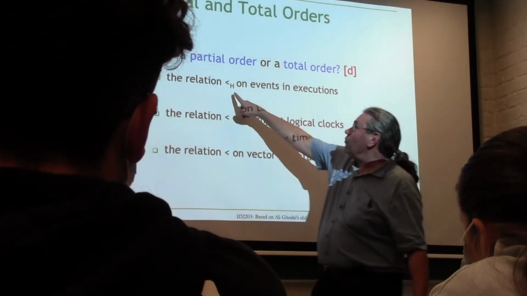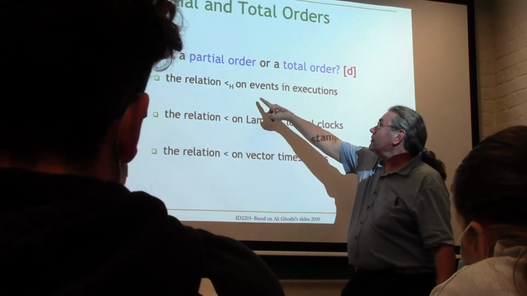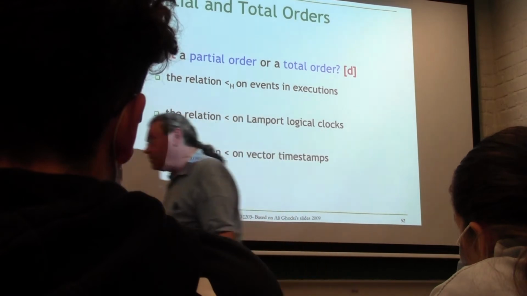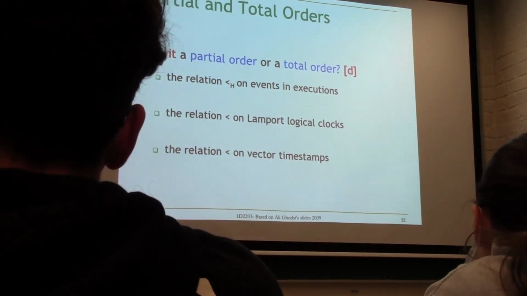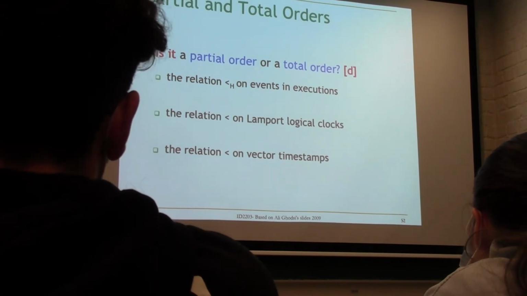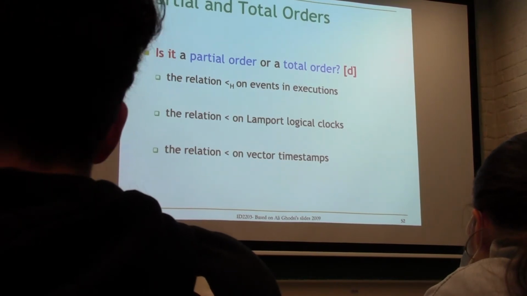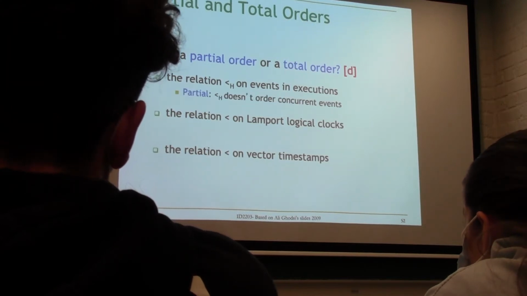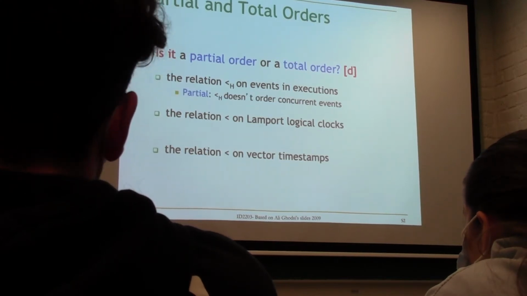The happens-before relation, causality. Is this partial or total? The one we've been talking about for the last couple of hours. Is it partial or total? Partial. Yes, of course it's partial because you can have concurrent events.